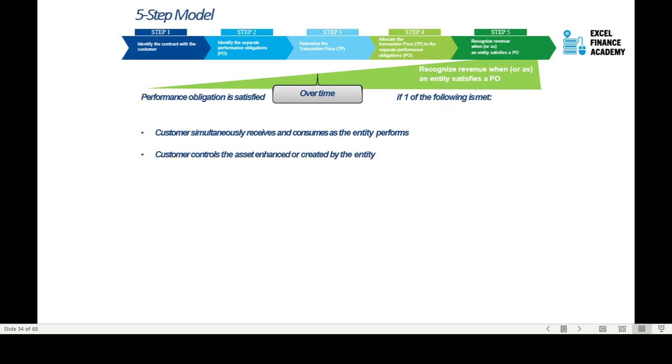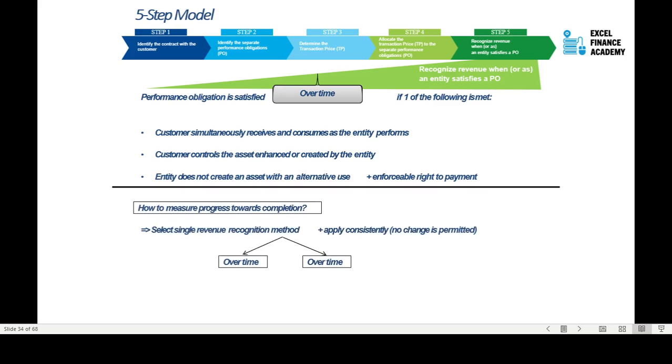The customer controls the asset enhanced or created by the entity. So whenever we are creating any asset, the customer has all the rights to it. They control the benefits of it, and the entity is not creating the asset with an alternative use, meaning the entity cannot use this asset for any other purpose, and also has the enforceable right to payment. So even if there is a default, the entity would be able to get all its payments. If all the three conditions are met, then the revenue would be recognized over a period of time.